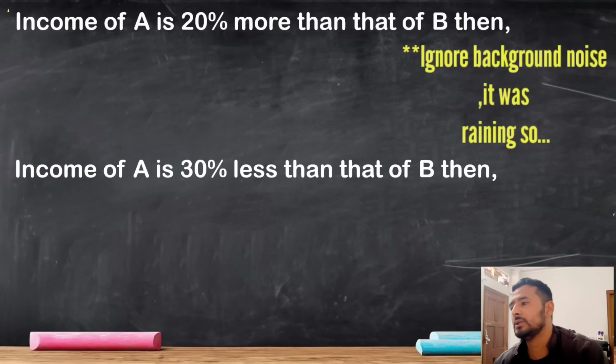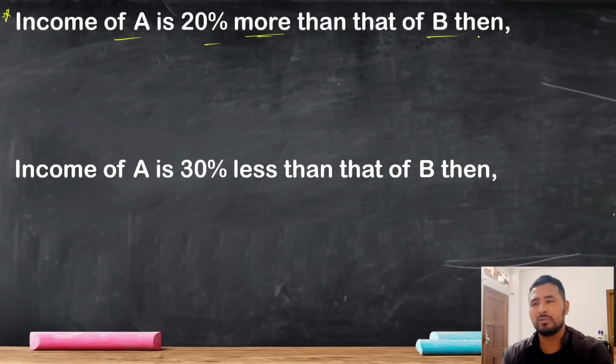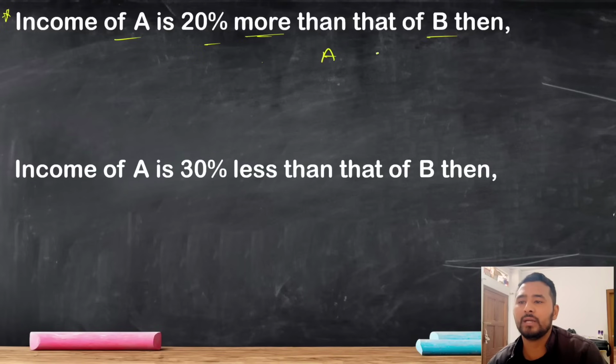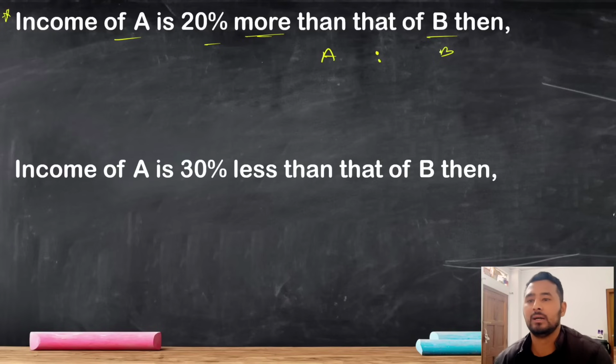Another important one, you can see here, income of A is 20% more. We're talking about more than that of B. This is just to show you how to write in the ratio form. Okay, like I said, ratio is a very important topic. You can use it in different arithmetic questions.